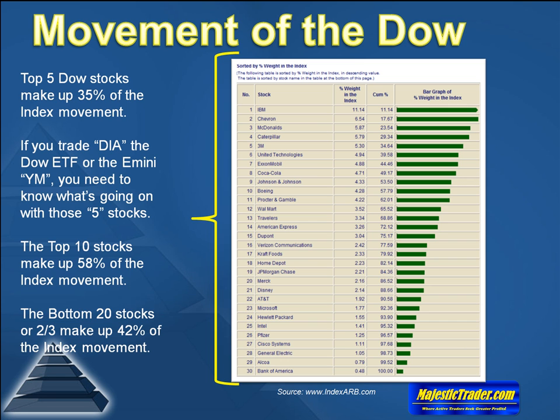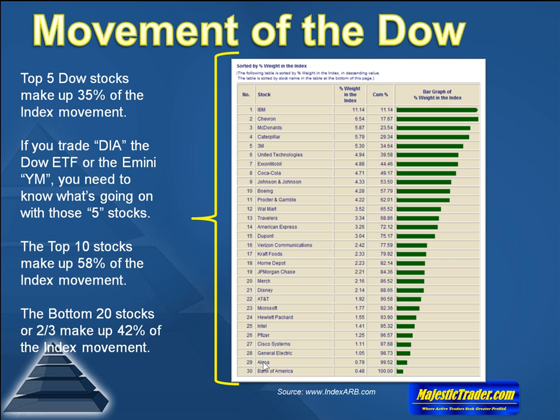So let's talk about sectors. One of the first things you want to do is talk about the movement of the Dow. Before we break down any sector, it's good to understand how the Dow works. Even though the Dow is made up of 30 stocks, the top 5 stocks make up 35% of the index movement. You can trade the Dow in the DIA, which is the Dow ETF, or the E-mini YM, which is the Dow future. How different stocks in here trade will obviously move the index.